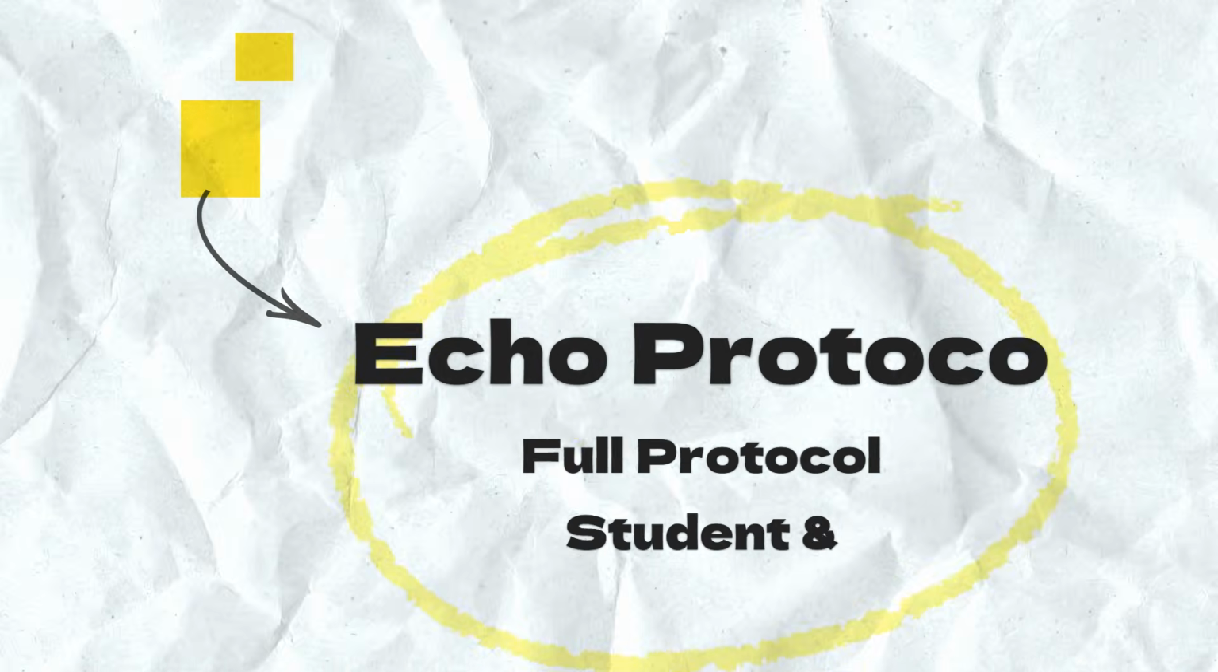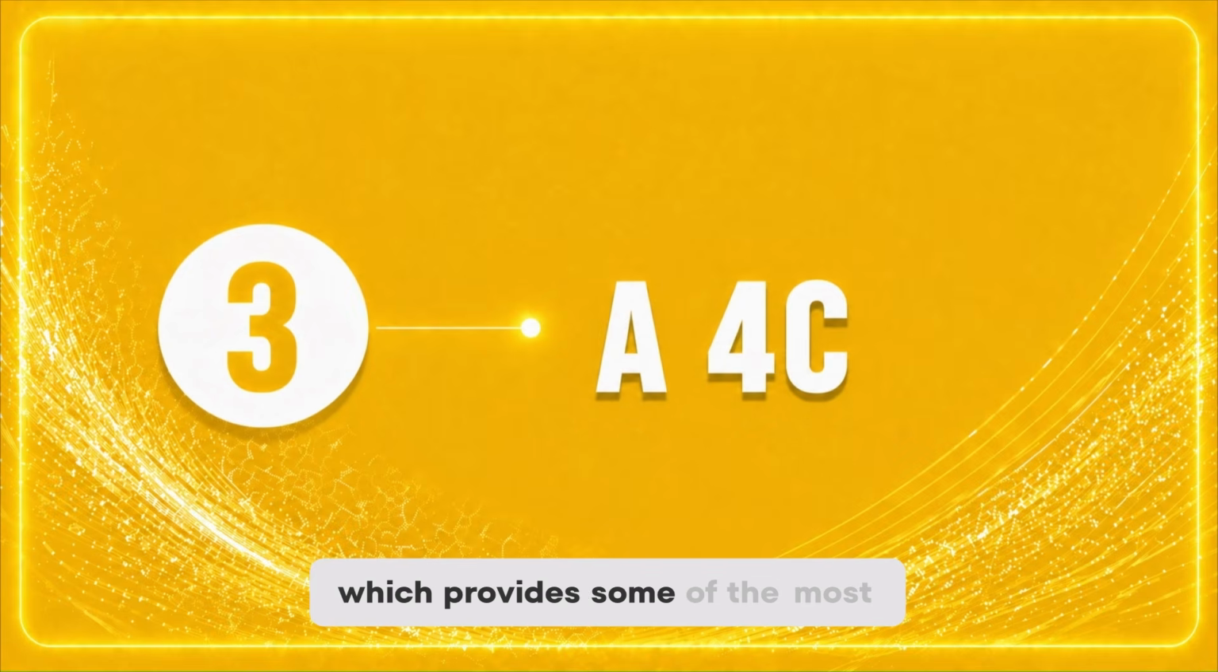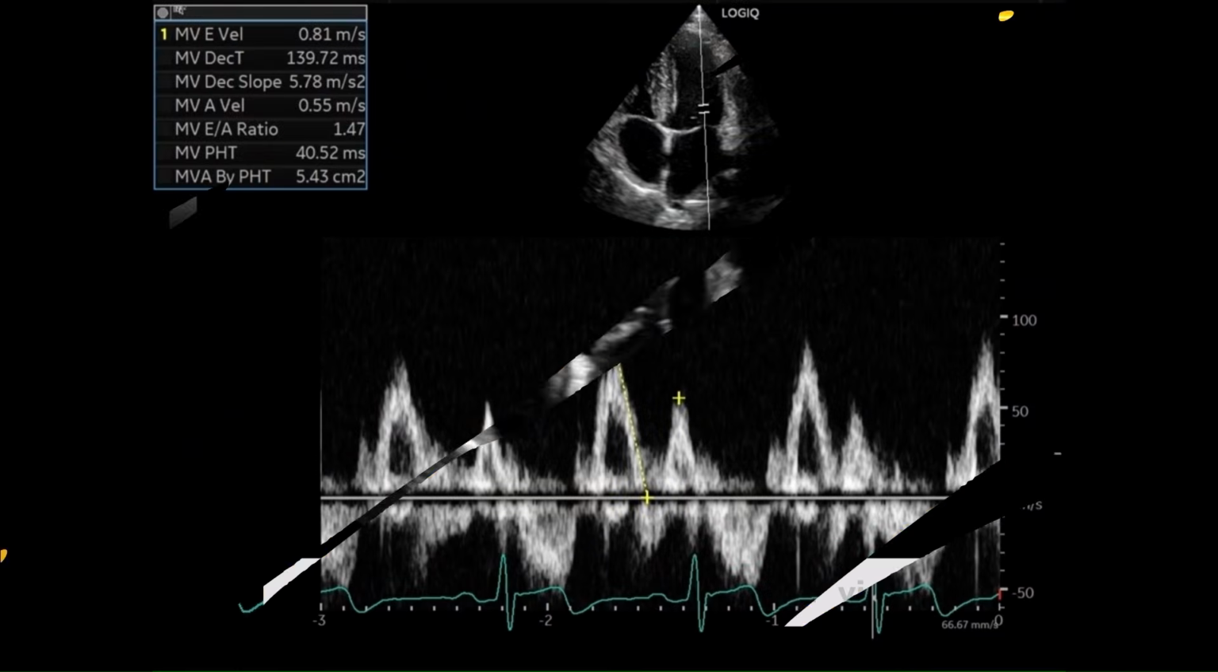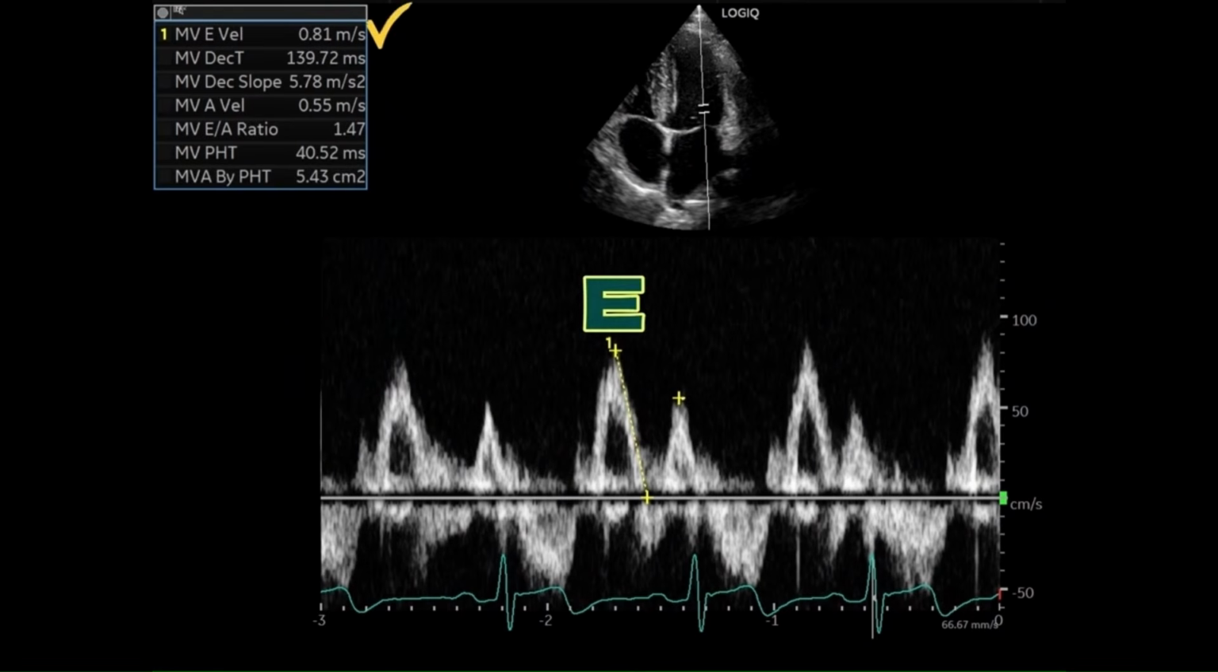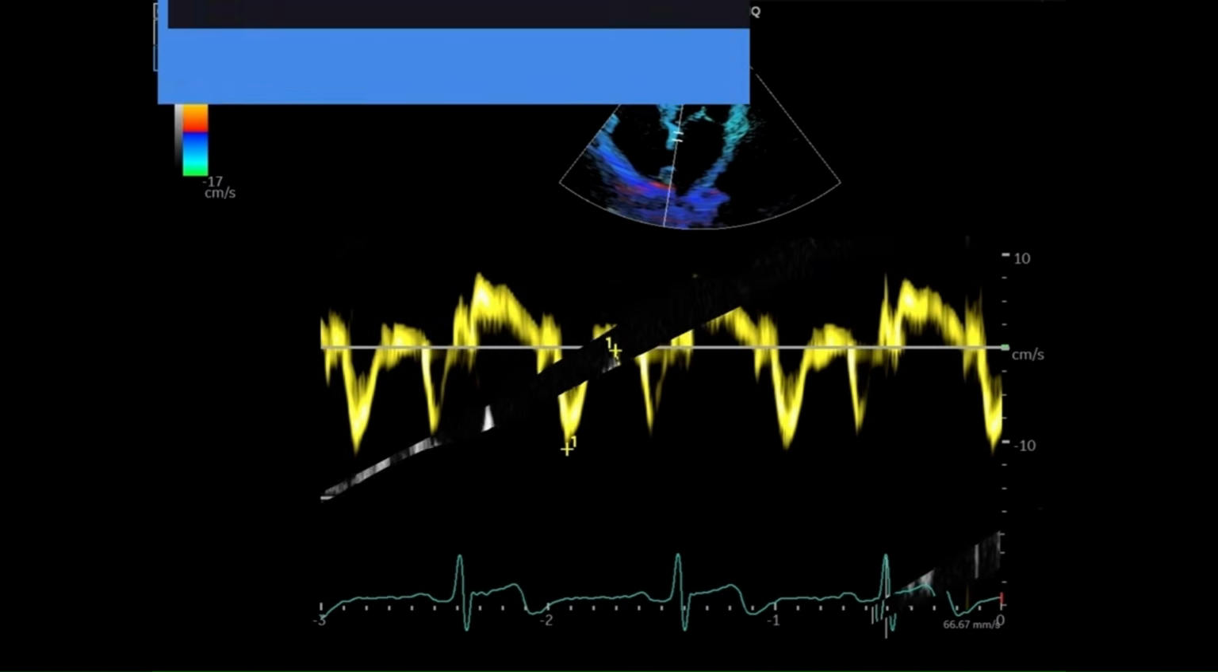Now, we move to the apical window, which provides some of the most important functional information in the entire exam. Turn on pulse wave Doppler, freeze images to measure E and A velocities, and E wave deceleration time when appropriate. Acquire the Doppler measurements. Mitral annular tissue Doppler, or TDI.